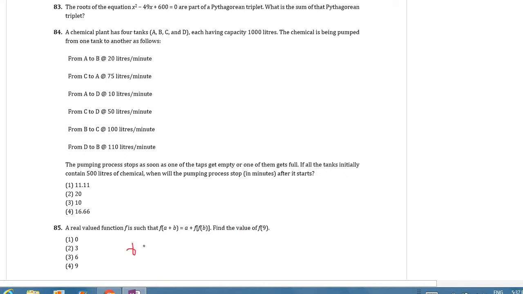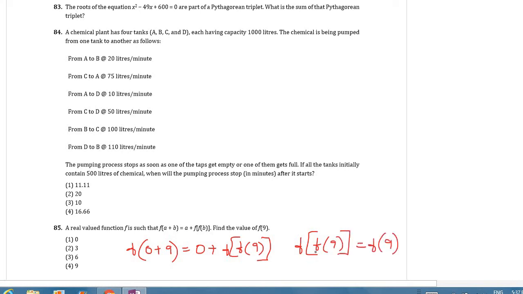So what I do is I take one value as 0, let's say a. So f(0+9) is equal to 0 plus f(9). Now here there is a slight concept involved. When you solve this, you get f(9) equal to f(9). Let me call f(9) equal to, let's say, n. Then actually my equation becomes f(n), because this is n, is equal to n. So actually this is my function.